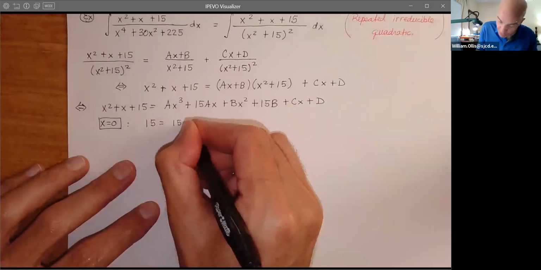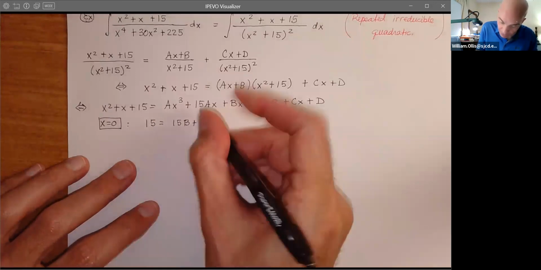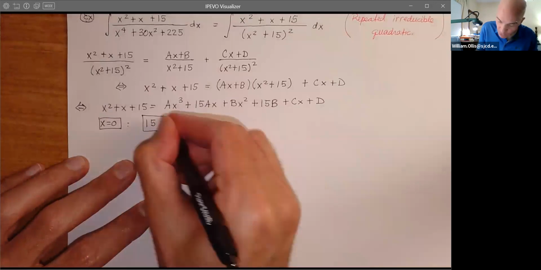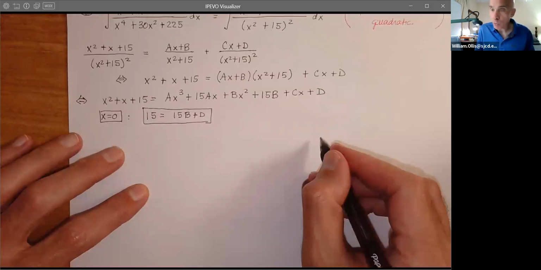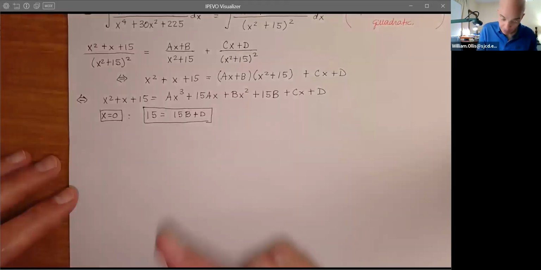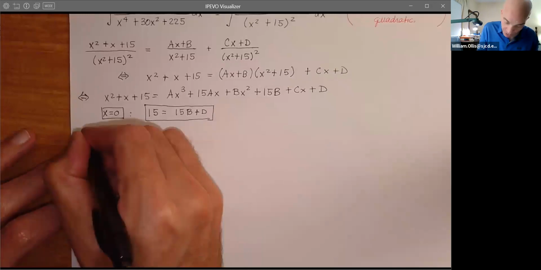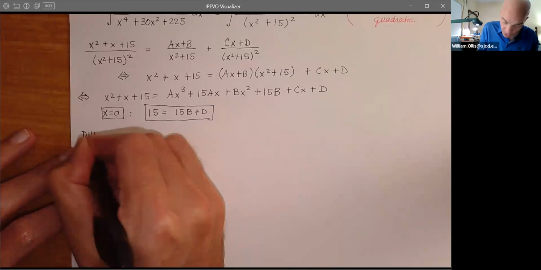15b plus d. So if we can find d or b, we have the other one. So that's not as clean as we had before, but it's certainly a step forward. Now, what's the lazy thing to do? Differentiate, which we do, and then we'll try to develop some more equations.